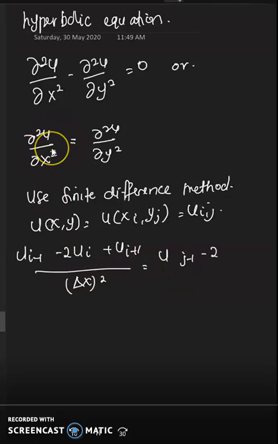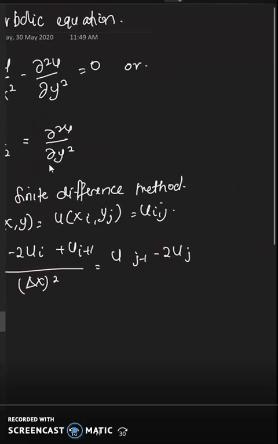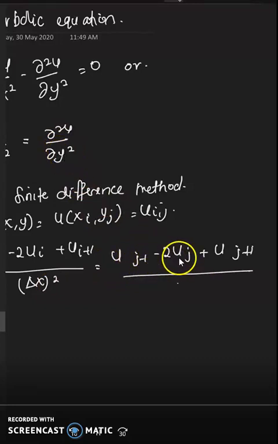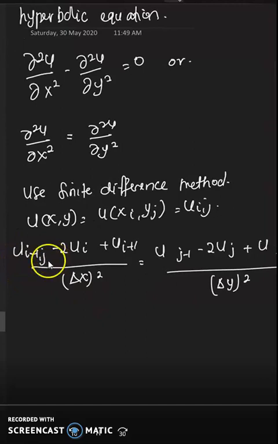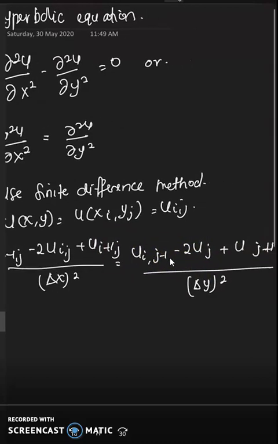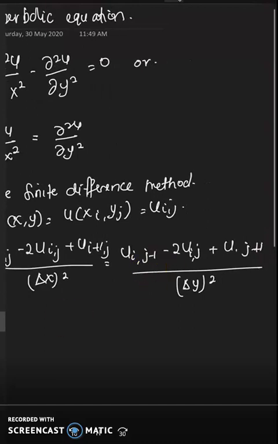For the second order derivative of u with respect to x, we can write u(i-1) minus 2u(i) plus u(i+1) divided by delta x squared, equal to the one with respect to y: u(j-1) minus 2u(j) plus u(j+1). So now we put j on the right hand side; on the left hand side we put j, and on the right hand side we put i, because this is not related to the derivative with respect to x. So it's very simple.